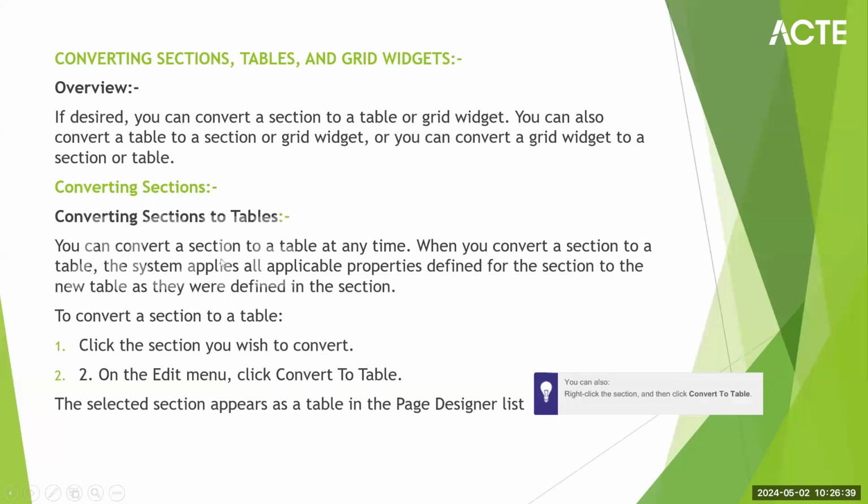When you click on that, the section will be converted to the table, and on the UI as well, you can display the particular values and fields in a tabular format. The selected section appears as a table in the page designer list. Page designer list means where you create a page and how you want to display the page on the UI.